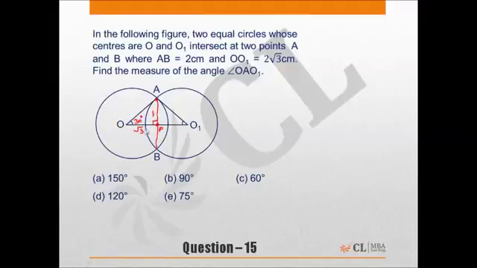This is perpendicular over base. If it is tan of the angle at A, tan 30 will be 1 by root 3. So this is going to be 60. If this is 60, this is also 60. So total angle OAO1 must be 120 degrees.